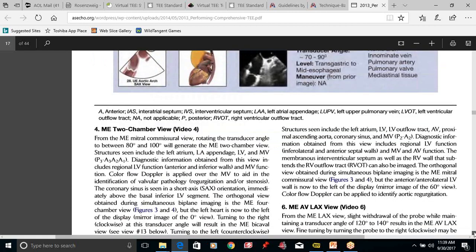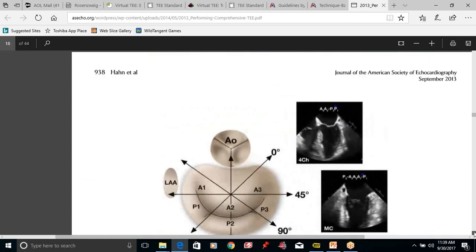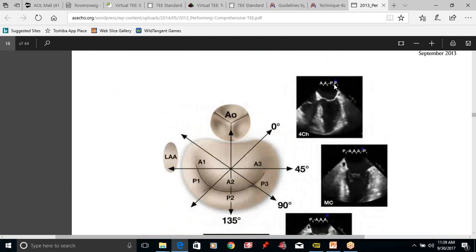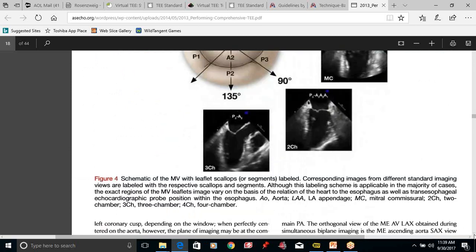So that is it. Again, your 4-chamber view: left atrium, left ventricle, the anterior mitral leaflet. You see, okay, a 2-chamber view. Okay, this is you're looking at your aorta, 135 degrees. You can see a nice aortic valve, ascending aorta, left ventricle, left atrium, anterior mitral leaflet, posterior mitral leaflet.